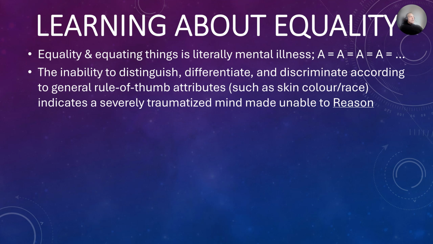It's mental illness, literally. The inability to distinguish, differentiate, and discriminate according to general rule of thumb attributes, which are learned through experience, such as skin color and race, indicates a severely traumatized mind made unable to reason. Now, this is important because the research shows that when a mind has been sufficiently traumatized, like when you as a soul in a body have been sufficiently traumatized, you will stop being able to reason. Now, this trauma can come from emotional trauma and physical trauma, both emotional trauma and physical trauma.